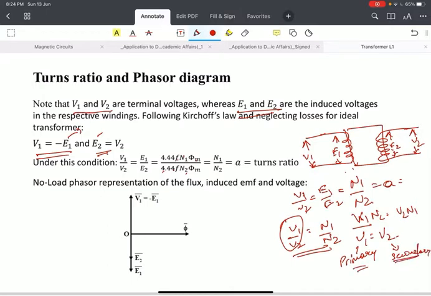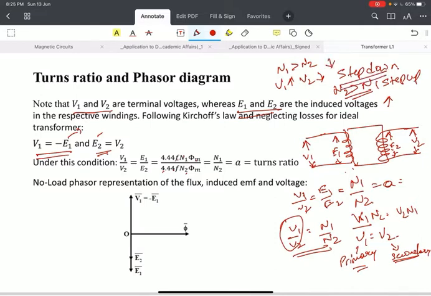If N1 is greater than N2, that means V1 will be higher and V2 will be lower. That means it's a step down transformer. If the number of turns in the secondary, N2, is greater than N1, then V2 will be more and V1 will be less. Therefore, it's a step up transformer.